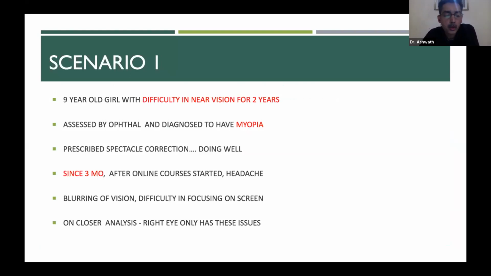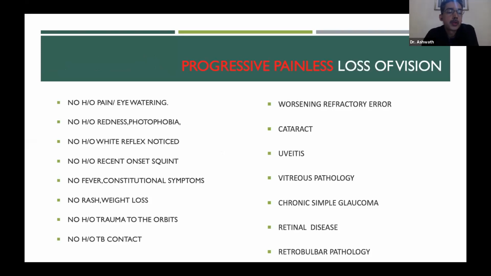When we questioned her closely, we found that it was more a problem related to the right eye. There was no history of pain in the eye or watering of the eye. There was no history of redness or photophobia. There was no history of white reflex or opacity noticed by the parents. There was no history of recent onset squinting or any constitutional symptoms like fever or weight loss or rash. There has been no past history of trauma, no history of tuberculosis contact.